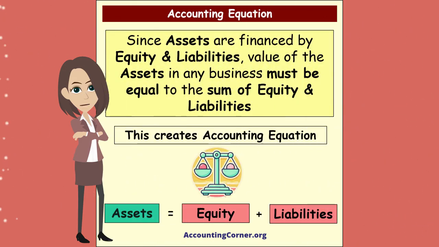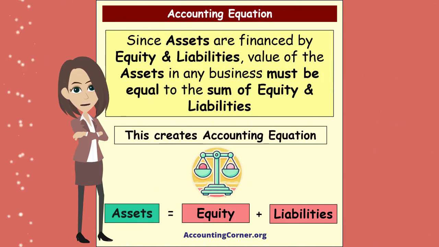Since there are two categories of financing by which the assets are being financed, it leads to the following conclusion. The total value of assets equals the total value of equity plus the total value of liabilities. This is the accounting equation. Assets equals equity plus liabilities.